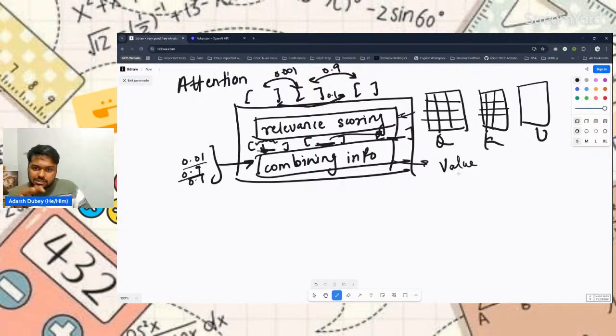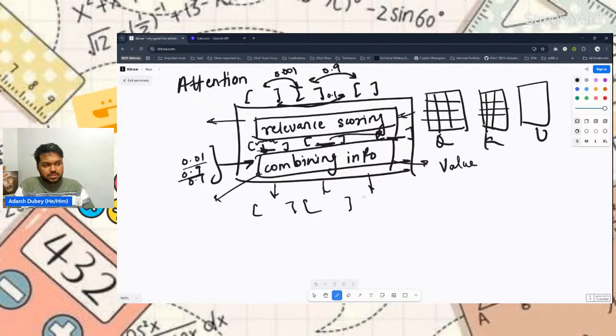Now it does some matrix multiplication here, and as I said at the start of this session, we are not really going to dive deep into that. You really need a good course to understand how all this works. But this is the very basics of the attention layer. It contains two things: relevance scoring and combining info. And then it outputs what? It outputs the updated embeddings, nothing else.